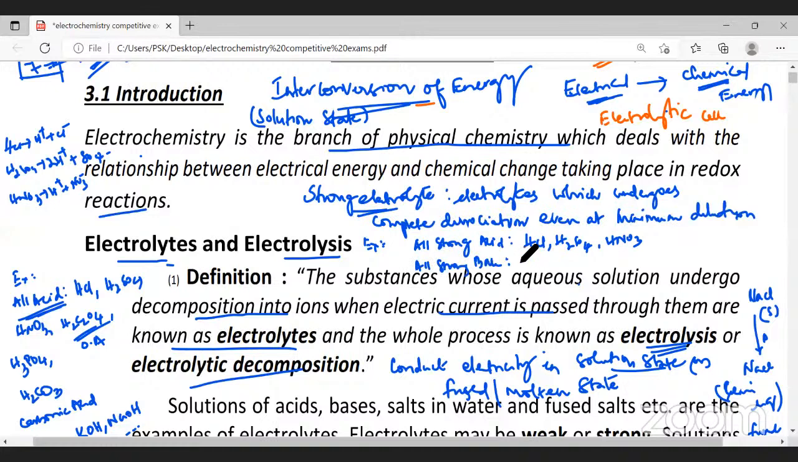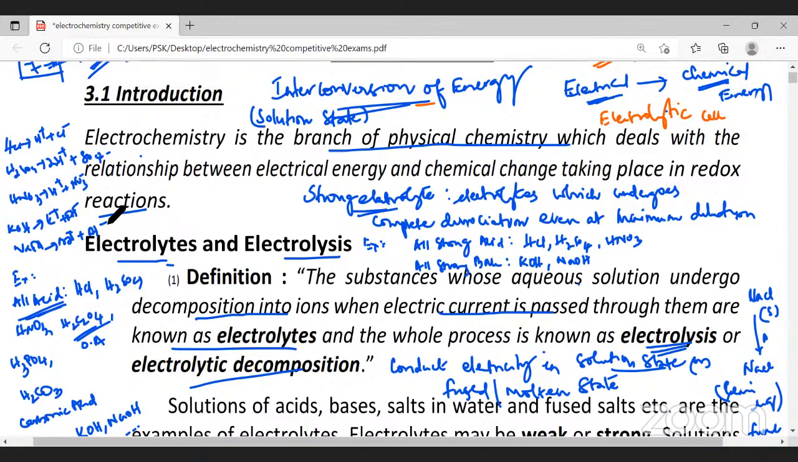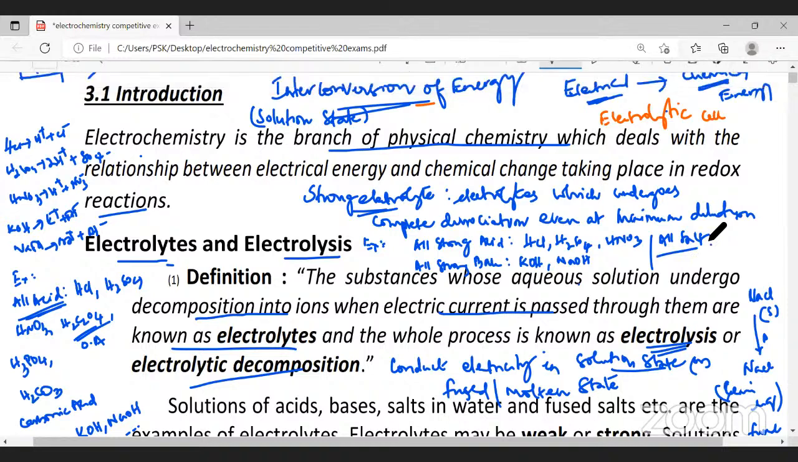When we say strong bases, there are only two strong bases we know: potassium hydroxide and sodium hydroxide. Potassium hydroxide undergoes complete dissociation to form K+ and OH-. Likewise, NaOH dissociates to form Na+ and OH-. So the strong bases, which undergo complete dissociation, are examples of strong electrolytes. Likewise, any salt is an example of a strong electrolyte.